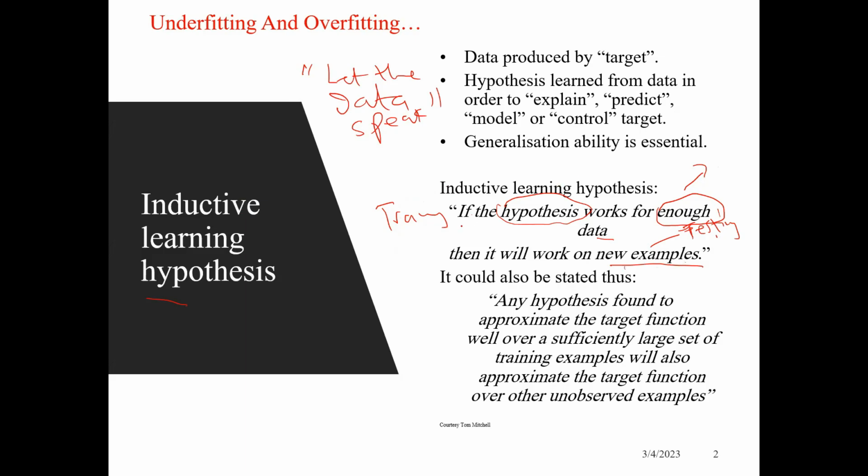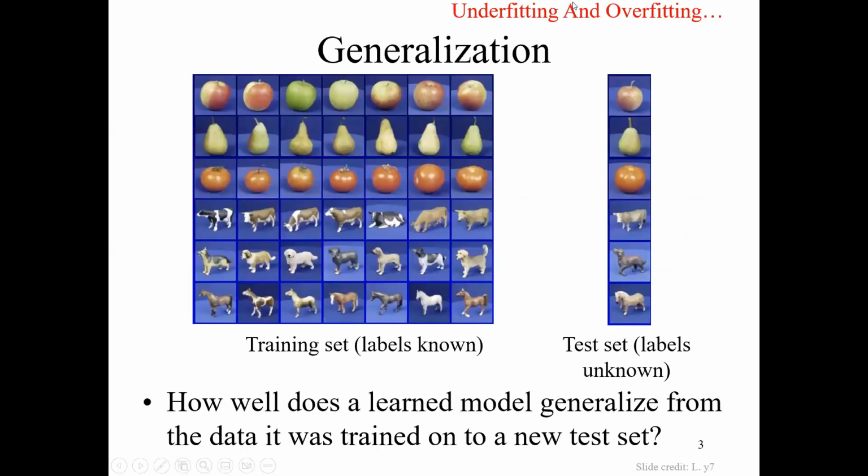So if I have my training sets and I'm able to train the model very well, and then I show it back... this is why we also look at the idea of generalization. This is the training set. If the hypothesis works on enough training samples, then it should be able to work on new examples like this one, the testing set.